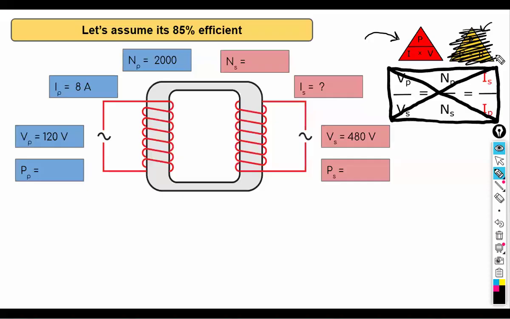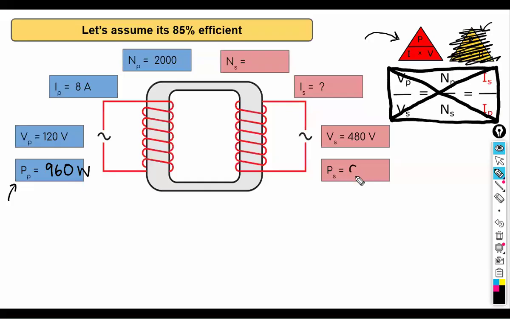Here's how we do a question like this. The first thing you want to do is calculate the power on the primary side. So everyone do that for me. Power is just current by voltage. Super, super easy, right? 120 by 8 is 960. Well, I have to put watts, right? Current by voltage.